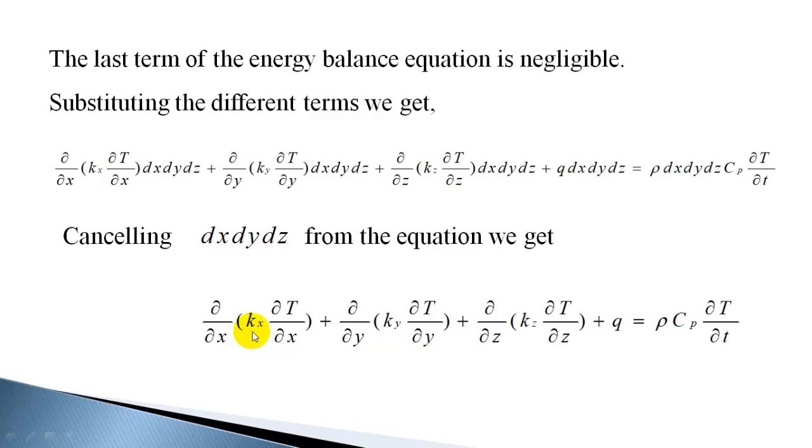So here I assume that thermal conductivity is a directional property. For an anisotropic material, thermal conductivity is changing with respect to x, y, z direction. It's a directional property.